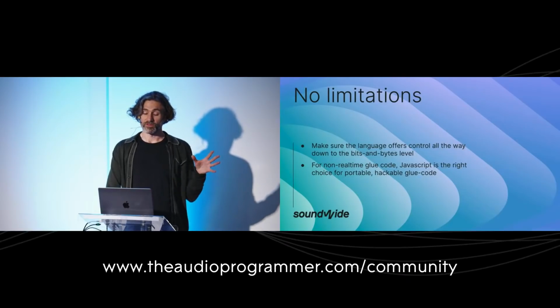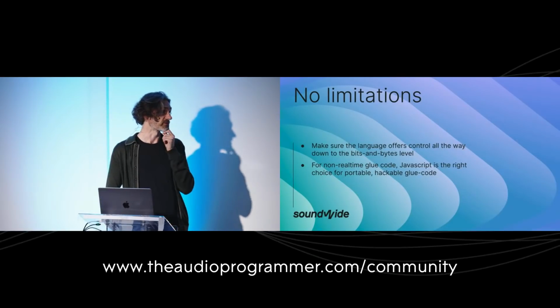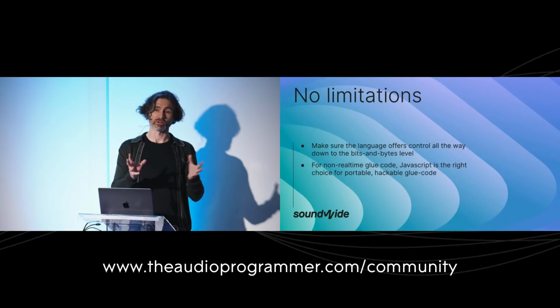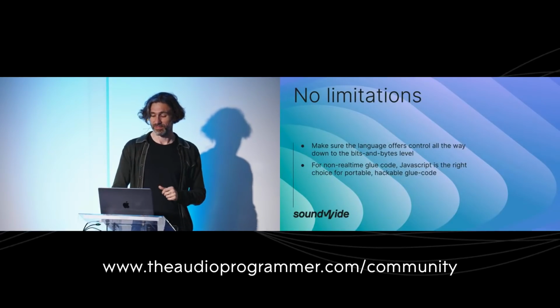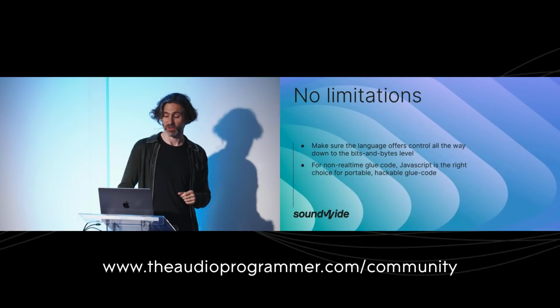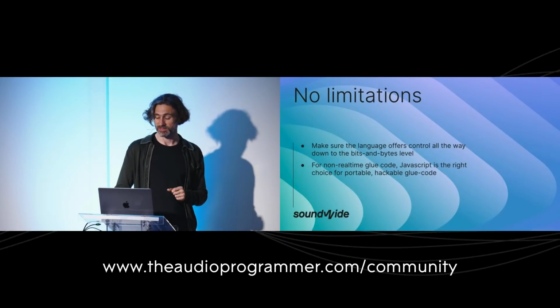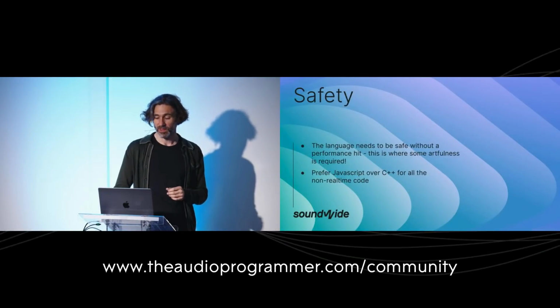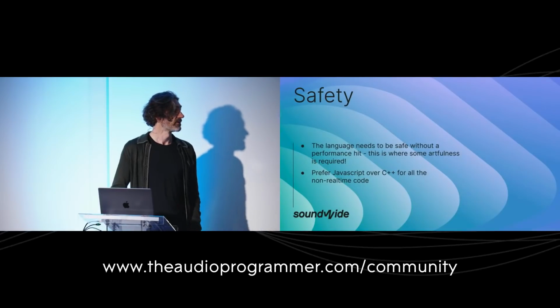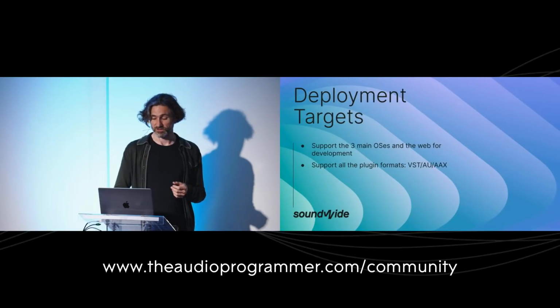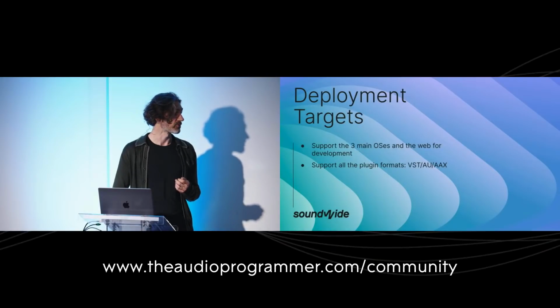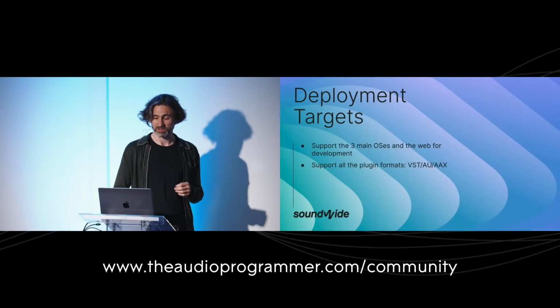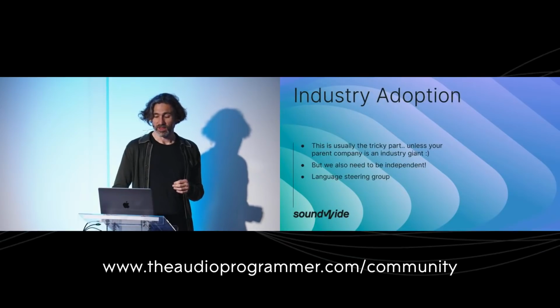And for our glue code, we're going to go with JavaScript. So JavaScript and some other language are the very boring and down-to-earth choices we're going to make for the framework we're coming up with here. You get safety for free with these, so we're going to prefer our own language to be safe, and JavaScript, which is safe. Obviously we're going to hit all the big deployment targets, the main big three OSs, and we'll want to support all the plugin formats. So again, very boring, obvious choices. A lot of work here.